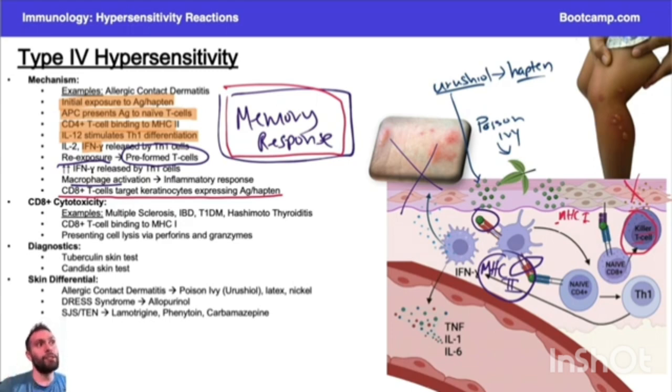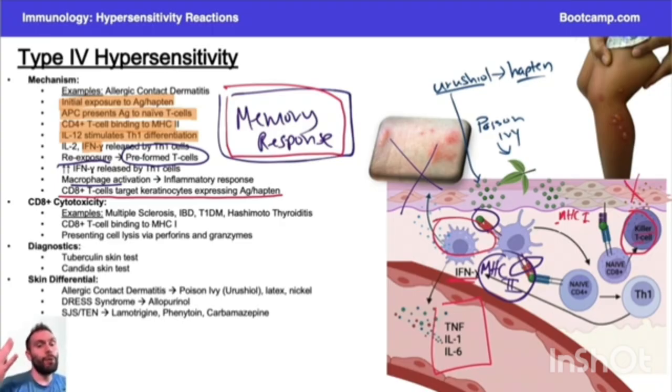It has to do not necessarily with the class switching of antibodies. It has more to do with a memory response of preformed T cells that are ready to go in response to these antigens, generating larger quantities of interferon gamma, more macrophage activation, more cytotoxic killer T cells that are ready to go. And again, also remember, all of this interferon gamma is going to cause your acute inflammatory response.